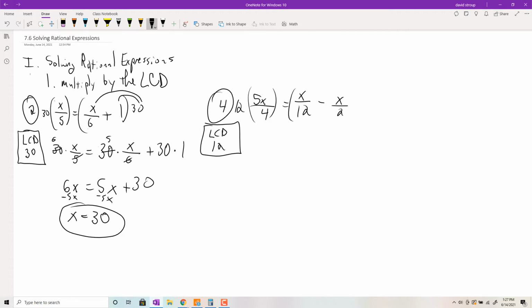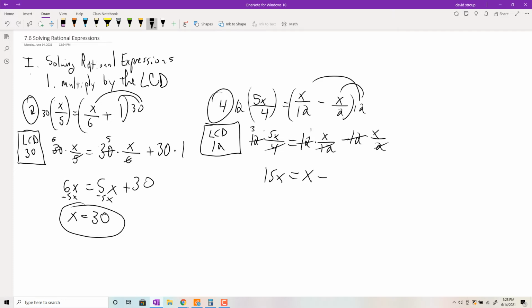Okay, let's go at it. So this times 12 and this times 12. On the left, you have 12 times 5x over 4. On the right, you're distributing, so you have 12 times x over 12 minus 12 times x over 2. Okay, so 4 goes into 12 3 times, and 3 times the 5x is 15x. On the right, 12 goes into 12 one time, then 1 times x is just x. 2 goes into 12 6 times, so minus 6x.